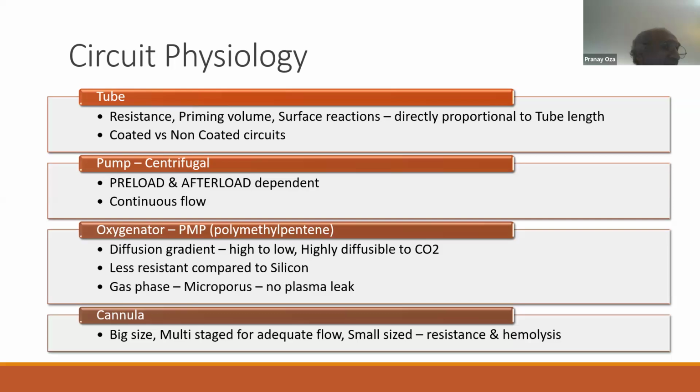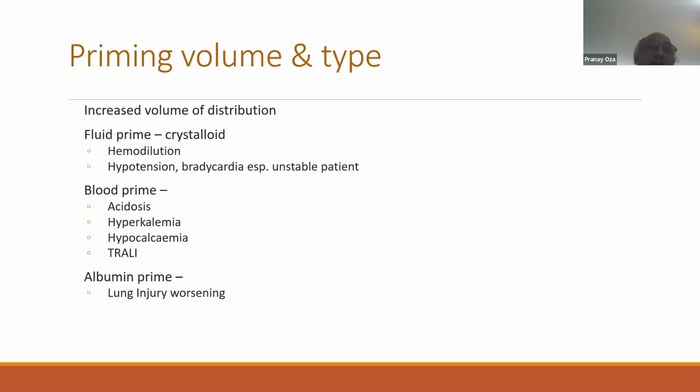The cannula is the airway, so the cannula is most important. You have to select a big-size, multi-stage cannula so that you can get adequate flow. That is the access cannula. If you are using a small-size cannula, there will be a lot of resistance and it can lead to hemolysis.